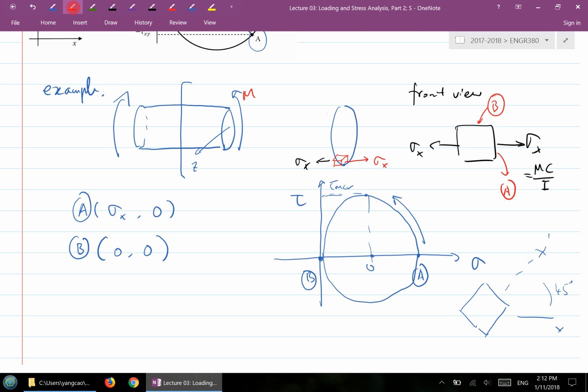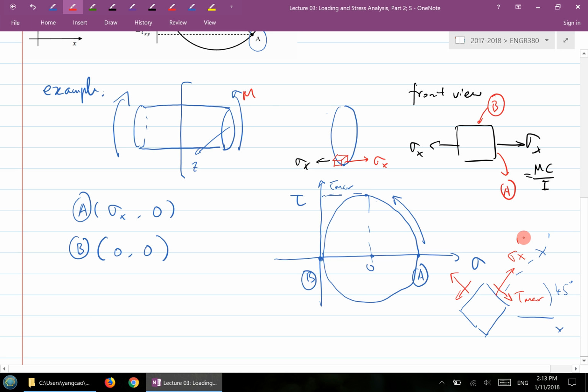Technically, if I use the convention here, positive corresponds to a clockwise rotation. So that's your tau max value. At the principal shear stress, the normal stress is not 0. There's still some normal stress, which is of course less than sigma x. So you have a sigma x prime at that location. That's the idea.